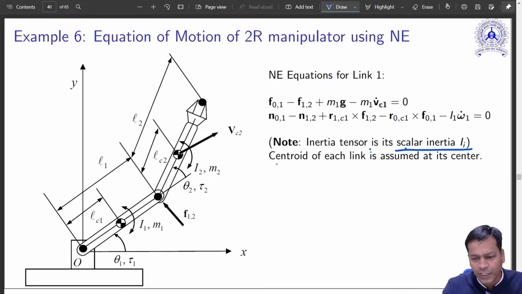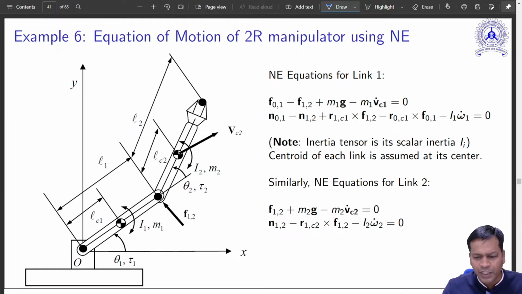Okay, so the centroid of each link is assumed at its center. It is just an assumption, it may not be there. Even if you don't assume, this is a general equation, so RC1 and RC, these two distances may not be equal. If it is at the center, they are equal, otherwise they are not. This is in a general form.